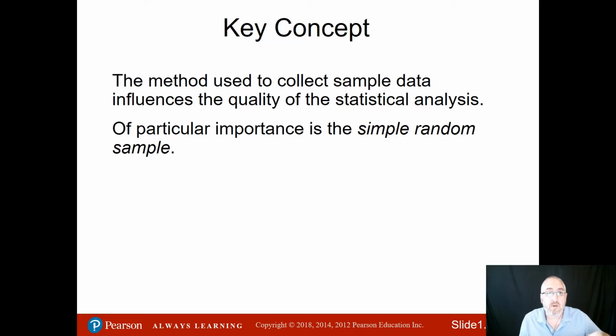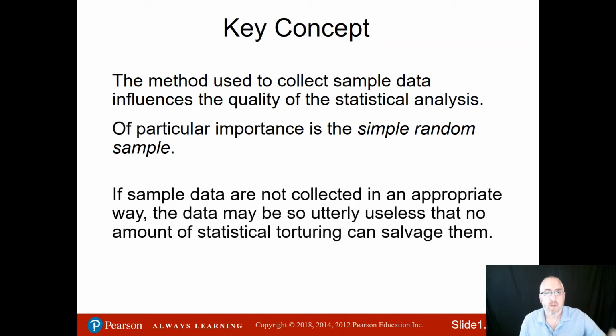The key concept for the first part: the method used to collect sample data influences the quality of the statistical analysis. Of particular importance is the simple random sample. If sample data are not collected in an appropriate way, the data may be so utterly useless that no amount of statistical torturing can salvage them. So every time you come to class, you can think of statistical torturing. Isn't that great? All right.